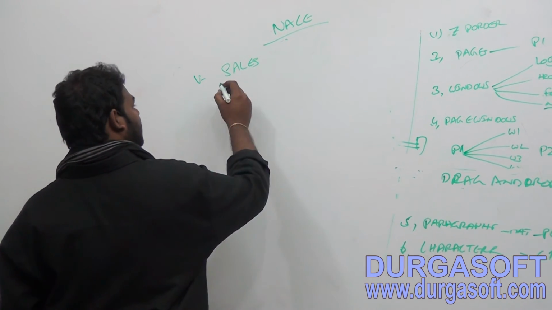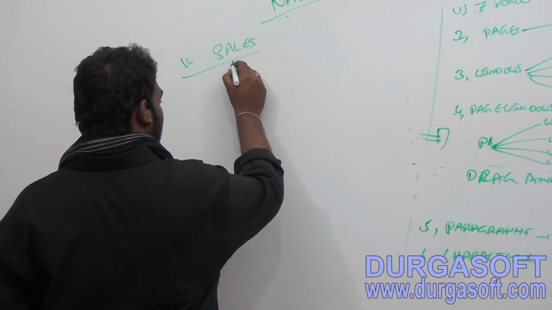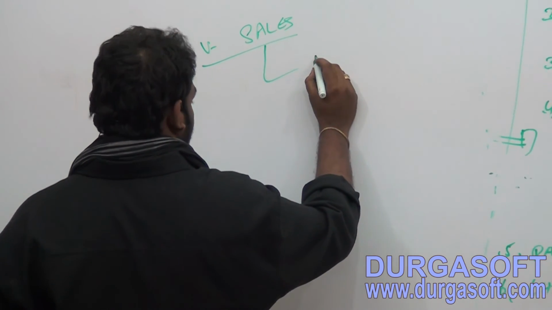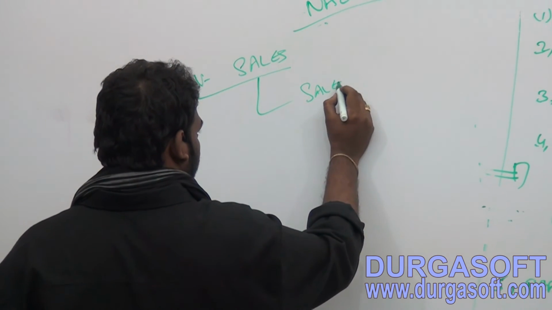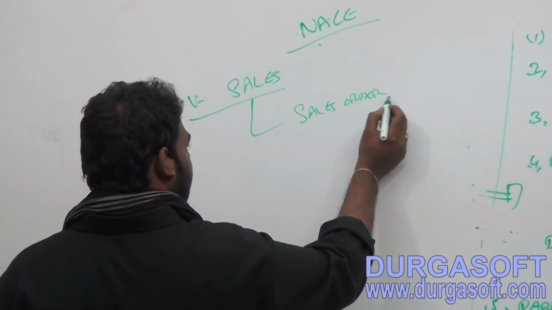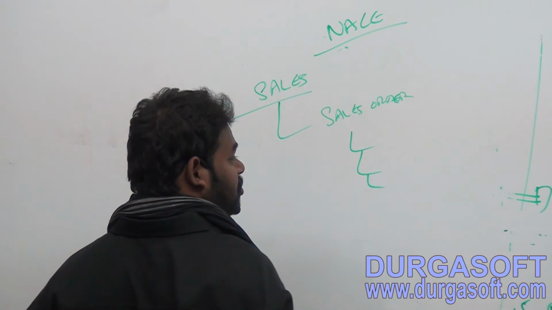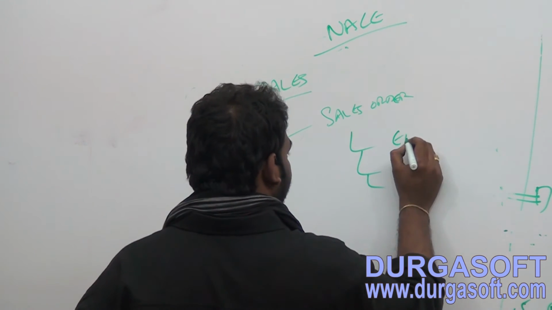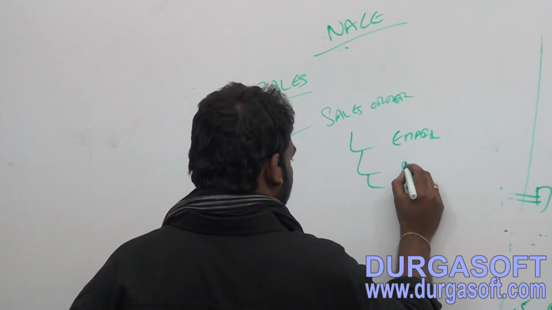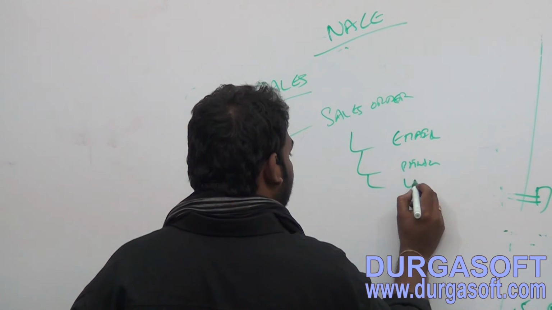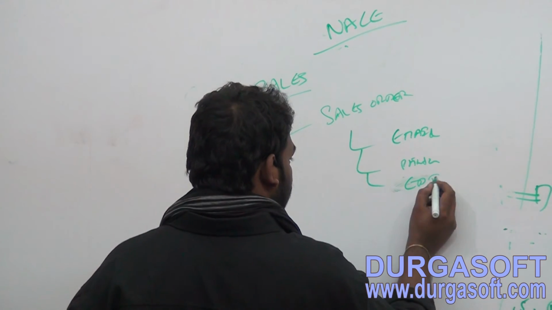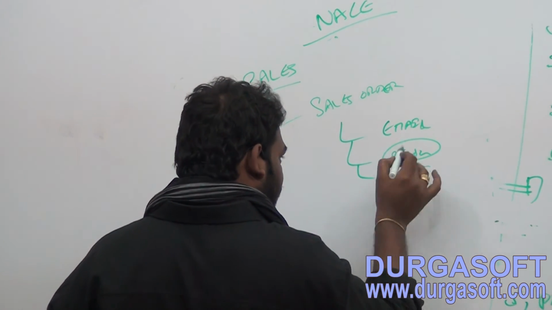So by using this indication of the V or the sales, under that what do you want? I want the sales order. I want to apply this for the sales order. Under the sales order, there are different types of outputs. For which output do you want? The email output, the printout output, or the EDI output. So I want to change the output for the printout.